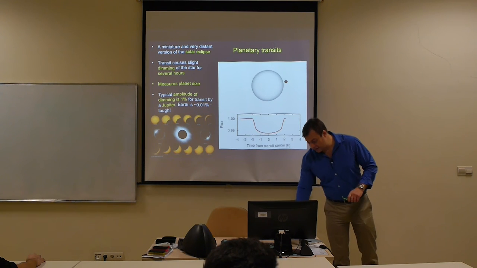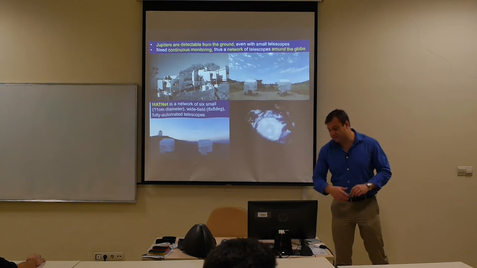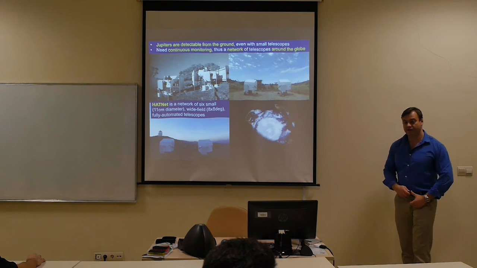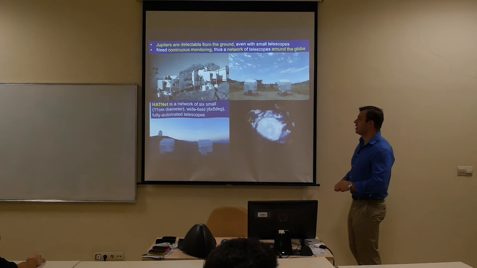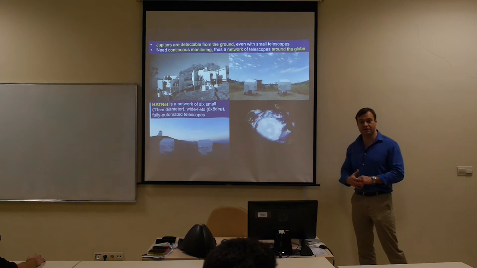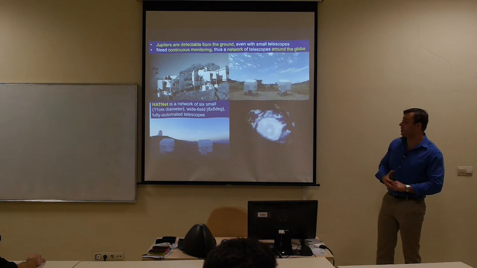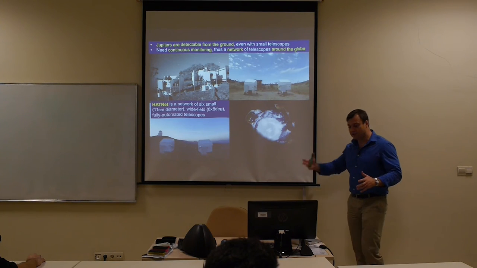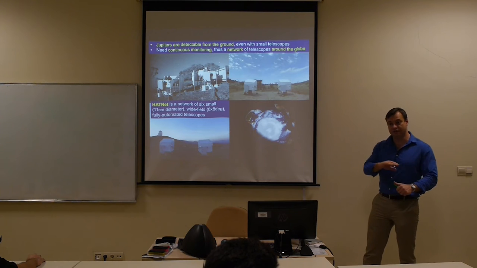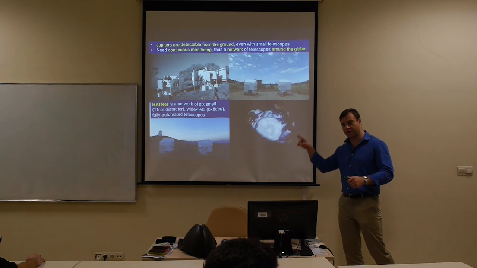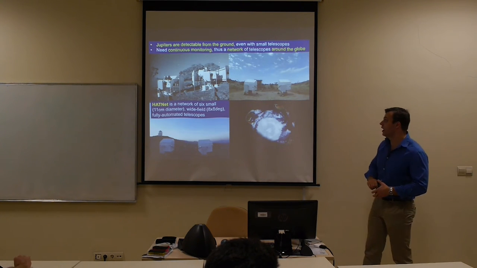But it's interesting that these things are still detectable with very cheap, very simple technology. So, for example, transits produced by Jupiters can be detected even from the ground. The only thing is you need continuous monitoring. You ideally would like to watch many, many stars continuously to see these rare transits lasting for several hours.